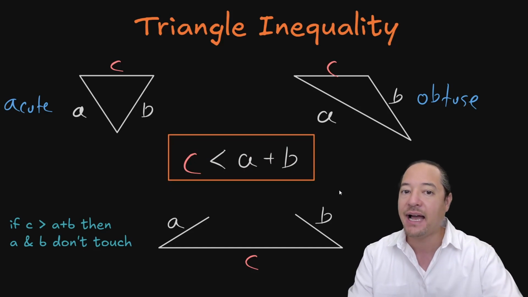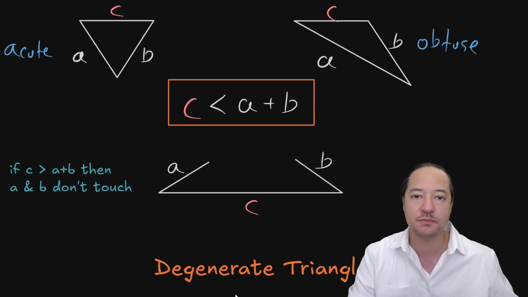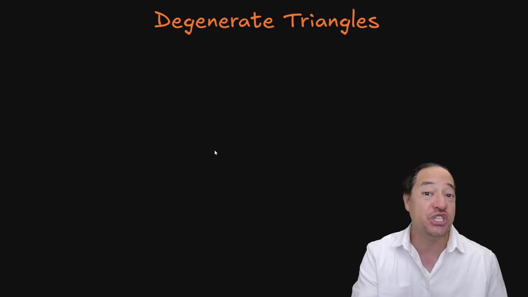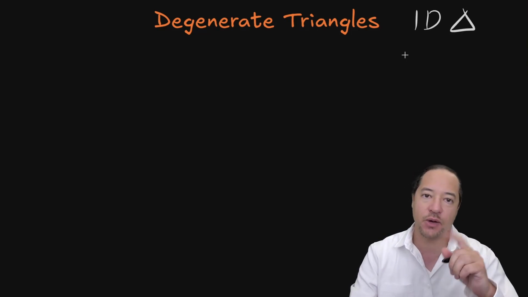Okay, now I want to modify this just a little bit. I want to talk about degenerate triangles. What does that mean? What is a degenerate triangle? Well, it means a one-dimensional triangle. What do I mean by this?